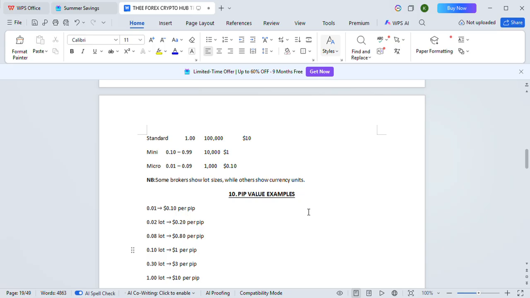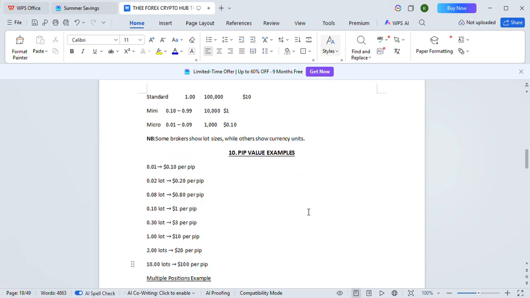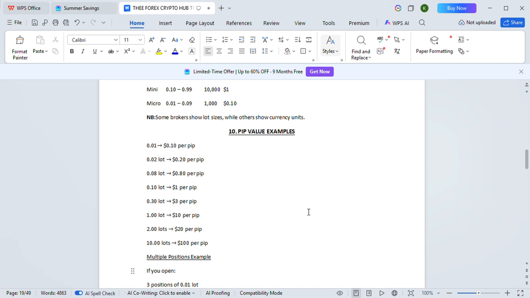Okay, so we have a few examples here about the pips and so on. Pip value: 0.01 is equal to $0.1 per pip. If you are using lot sizes of 0.02, it's going to be that. So the number of lots, let's say you are using 0.01 and you have opened 3 positions. So it's going to be 0.01 times 3. So the total lot size you are going to be using in that will be 0.03.